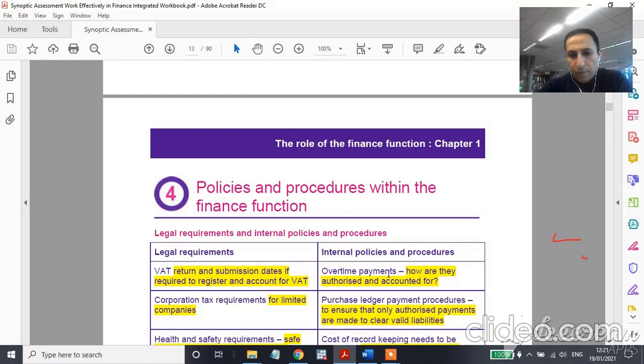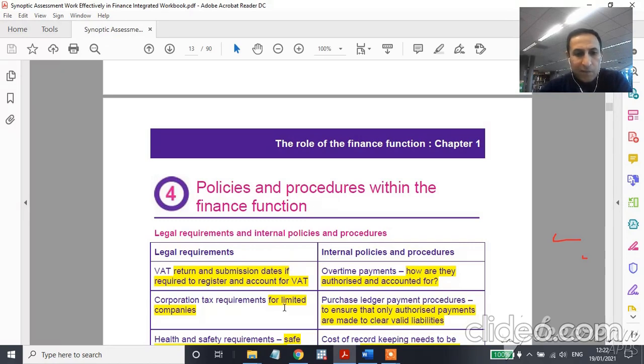In terms of the internal policy and procedure, for example, overtime. If you are working in an organization, you have overtime payment. So how is it authorized and accounted for? Who is going to authorize the overtime payment?